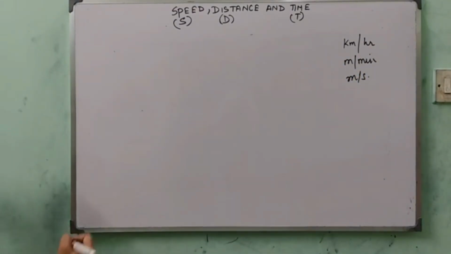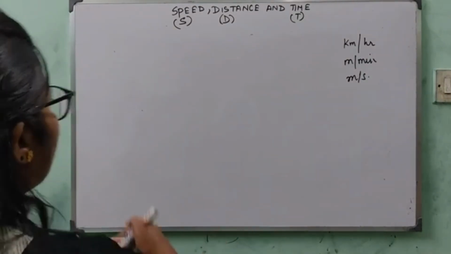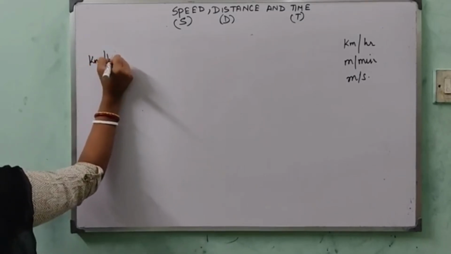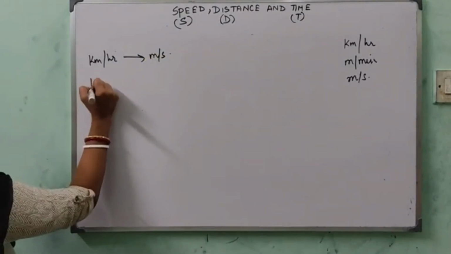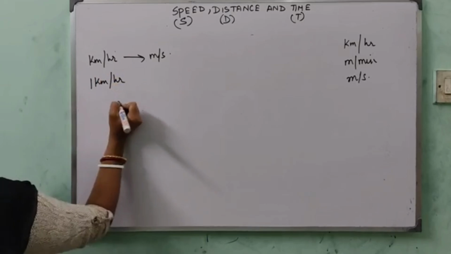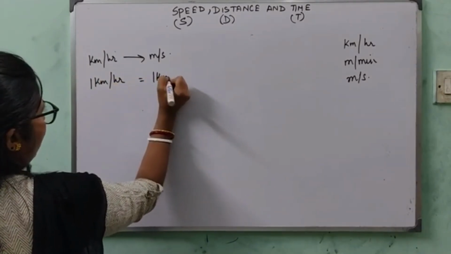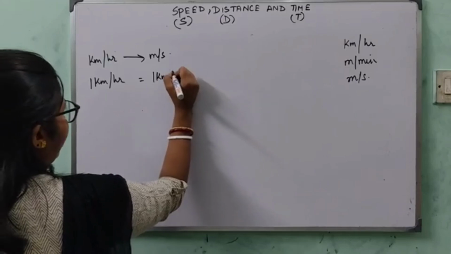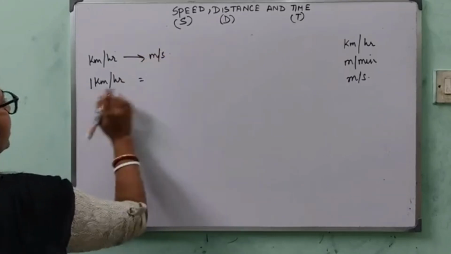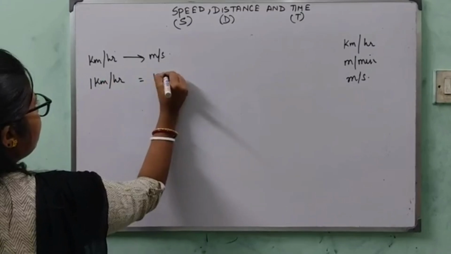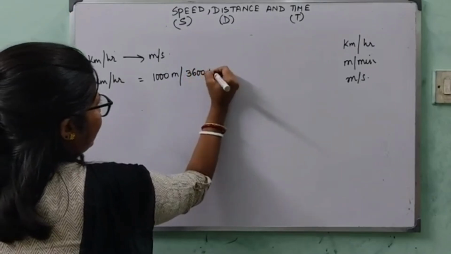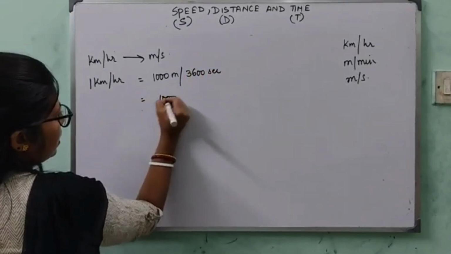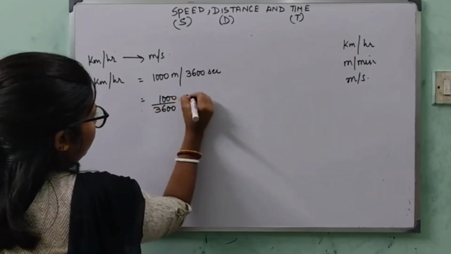All right. Now we are going to learn about the interconversions of kilometer per hour to meter per second. Okay, 1 kilometer per hour, what does it mean? That is 1 kilometer travelled in 1 hour. So 1 kilometer per hour means 1 kilometer is 1000 meters and 1 hour is 3600 seconds. That is 1000 by 3600 meter per second.